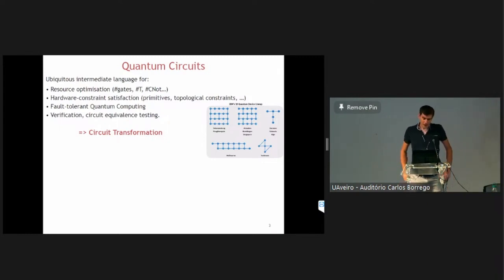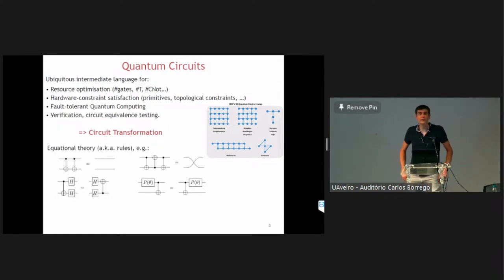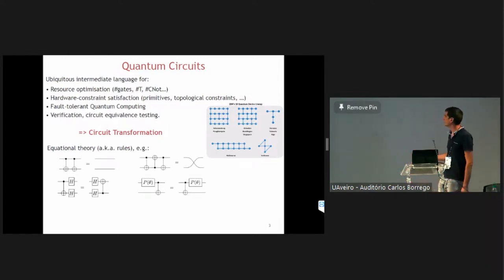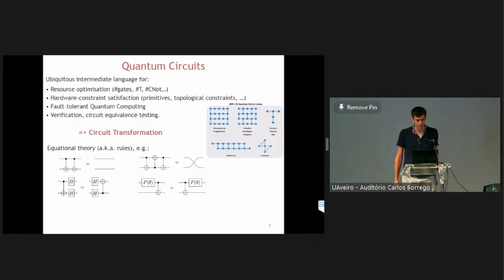For this transformation, it's useful to have an equational theory, or a set of rules, telling you what you can do with your circuits. For instance, here I put some standard equations. When you have two C-naughts, you can just remove them. If you have three C-naughts, you can put a swap, and so on. These are basic equations that allow you to transform your circuit, or maybe to prove that your transformation is correct. More generally, it's a way to reason on quantum circuits.